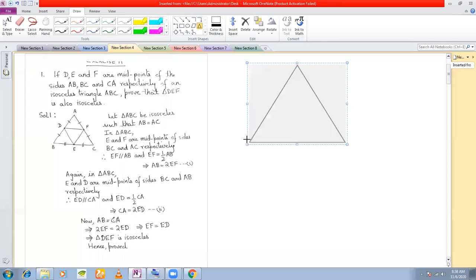So this is our triangle. D, E, and F are midpoints. Let us call this triangle ABC. And this is my midpoint D. This is the midpoint E of BC. And this is the midpoint F. We join these.